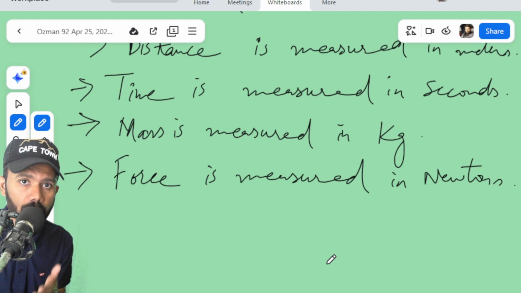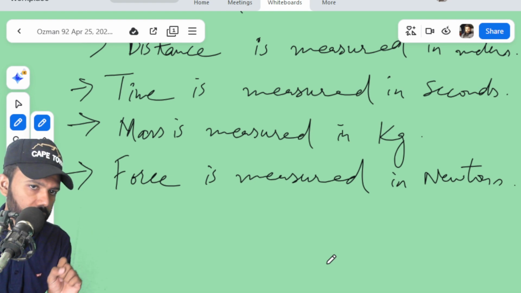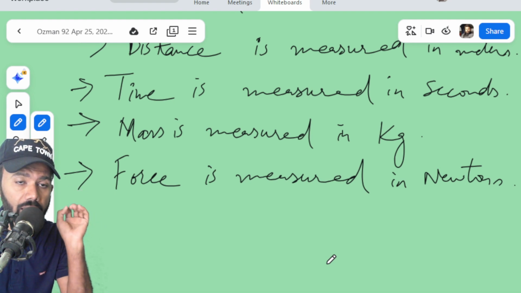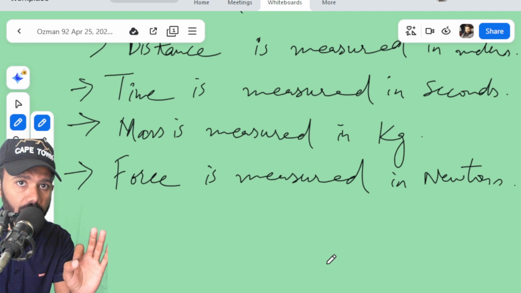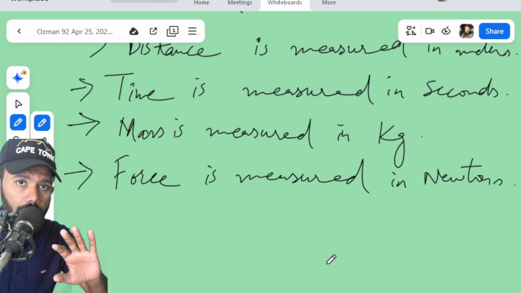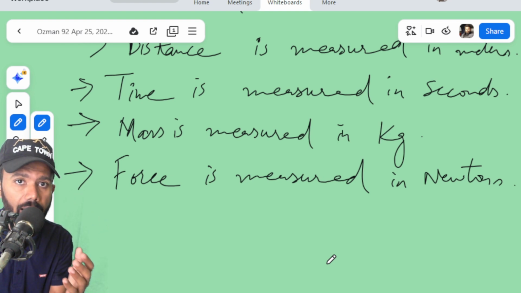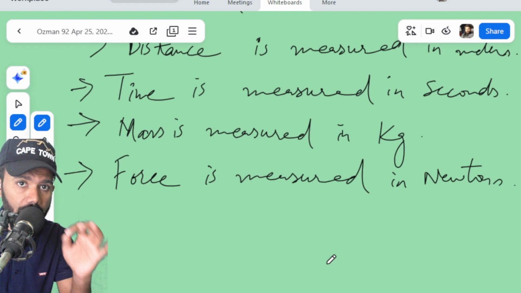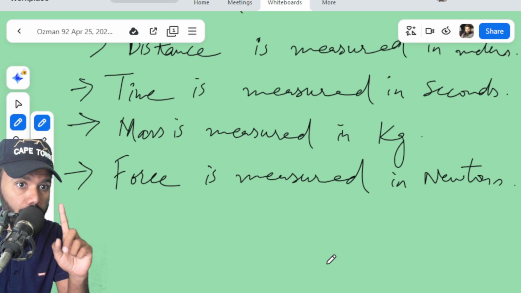I'll explain later what is SI unit, right? So for now, you just have to have the idea in your mind that a physical quantity possesses an SI unit. Without SI unit, a physical quantity is not complete, and a physical quantity is not completely defined without SI unit. This is very, very important, right?